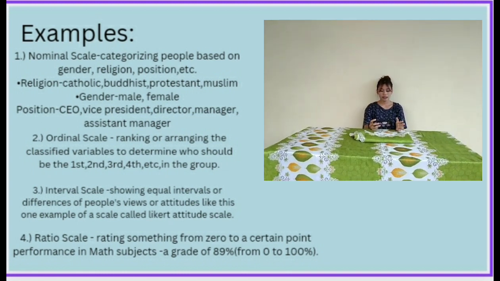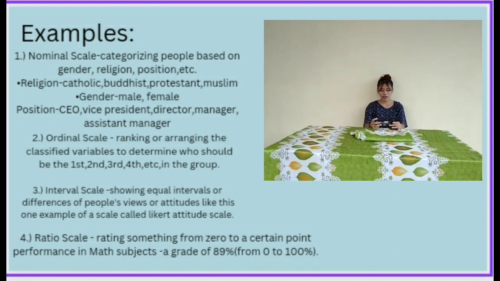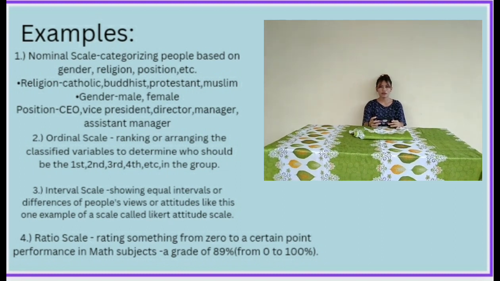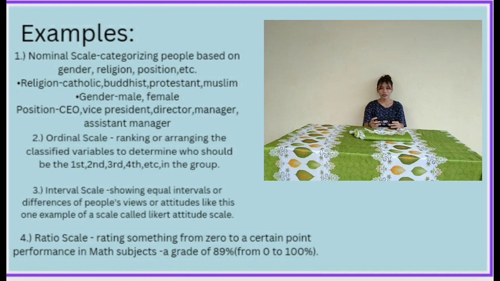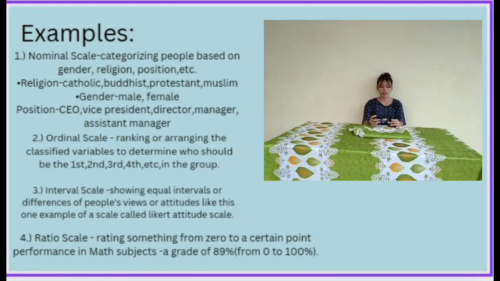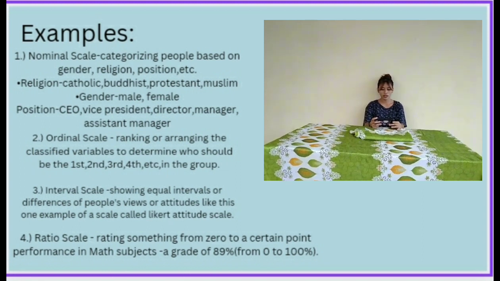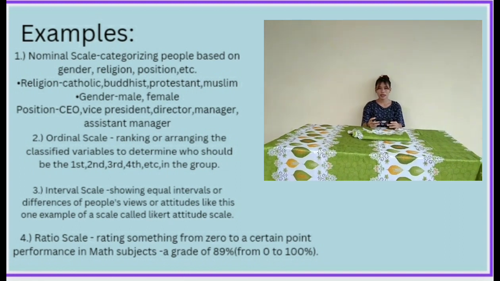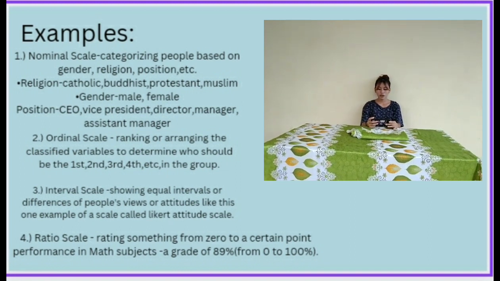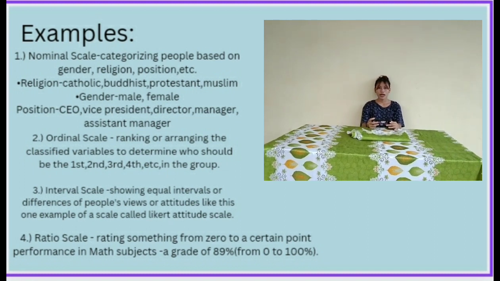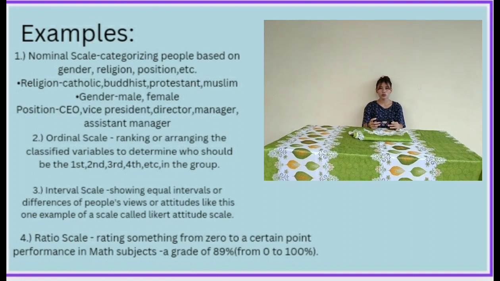Second, ordinal scale. Ranking the classified variables to determine who should be first, second, third, fourth, fifth, etc. in the group. Third, interval scale. Showing equal intervals or differences of people's views or attitudes, like the example of the scale called the Likert attitude scale. Fourth, ratio scale. Rating something from zero to a certain point. For example, performance in a math subject: a grade of 89% from 0 to 100%.